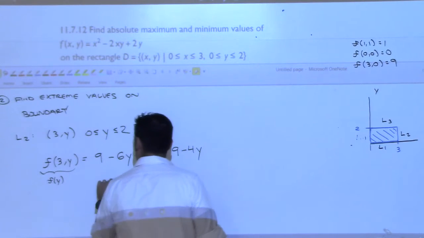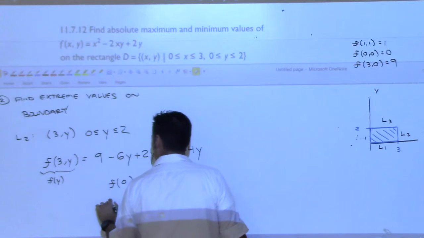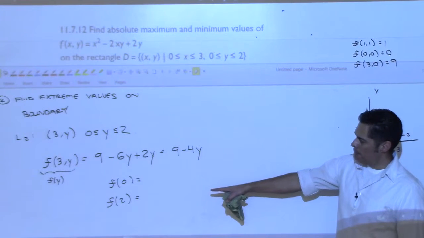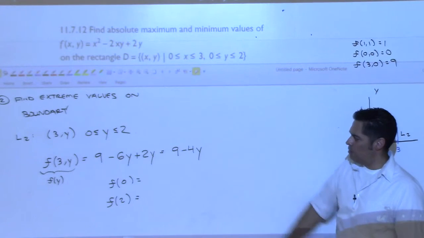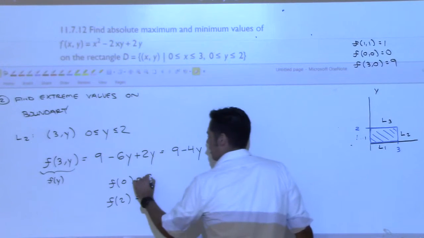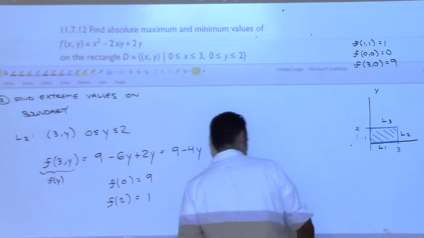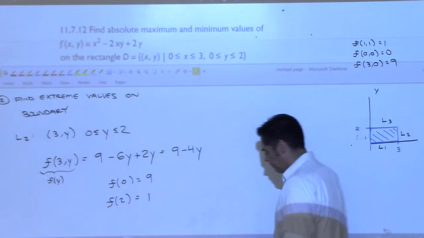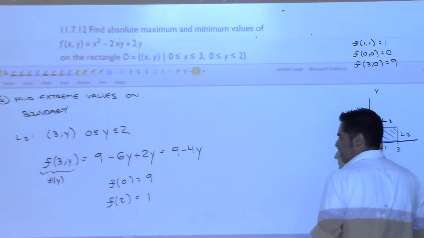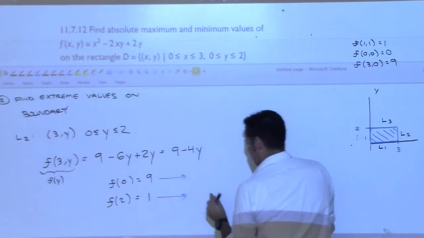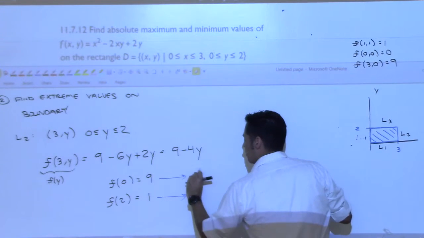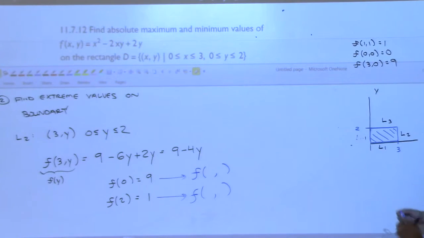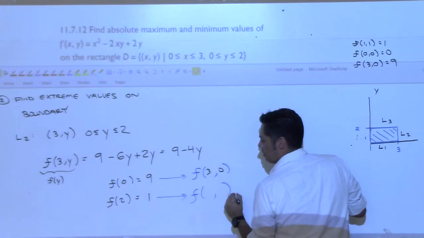So I'm going to do f of 0 and f of 2. And that's going into what? This right here, right? So what do we get? At 0 we get 9, and at 2 we get 1. Quentin, I would like to know what these correspond to on our original surface. Like I want to be able to write this down. So it's like f of something something, f of something something. So what are those? F of 3, 0. And 3, 2.